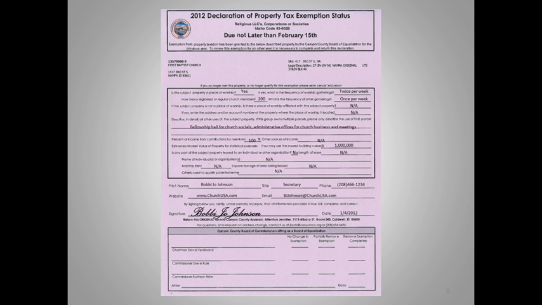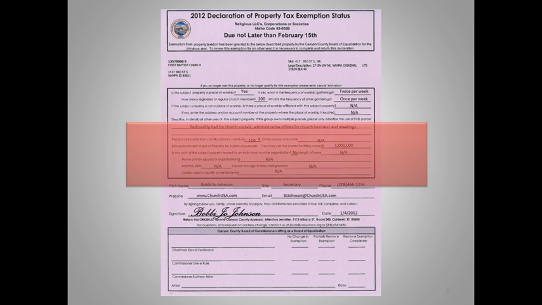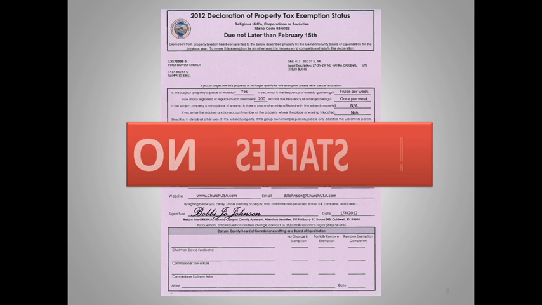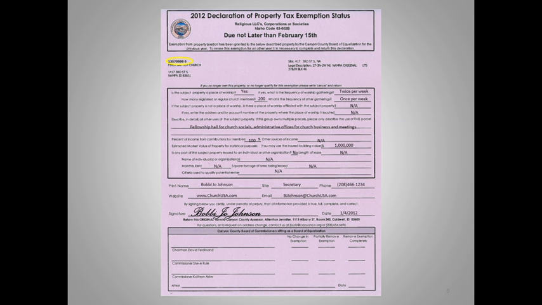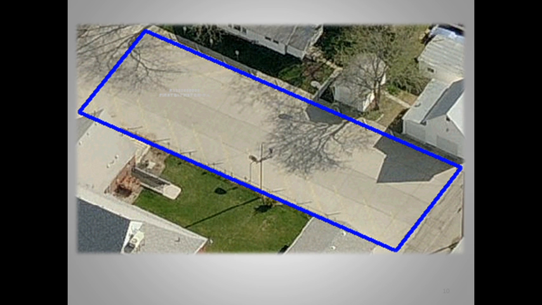Now if for whatever reason you have additional documentation you feel like we need to see to make the exemption decision, I'm just going to ask you to please do not staple anything to this form. Once these forms are received, they are scanned and all of those staples have to be removed. So if you need to include additional paperwork for whatever reason, just label each one with the parcel number that it applies to. So let's move on to the parking lot and see how we're going to answer these questions for a parking lot parcel.